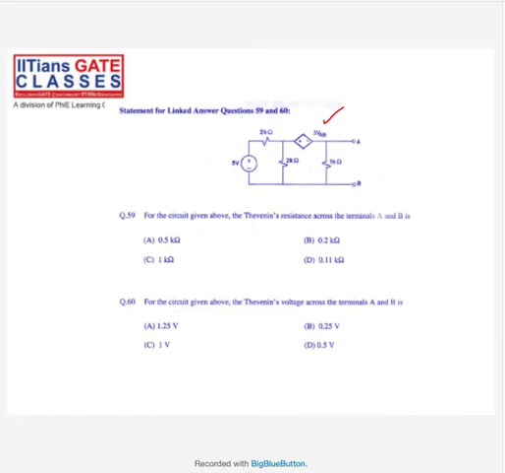It's a VCVS, right? Voltage controlled voltage source, or voltage dependent voltage source. It's a voltage source whose value depends upon the voltage VAB. So for this kind of problem, how to find the Thevenin's equivalent voltage as well as VThevenin as well as RThevenin, right?